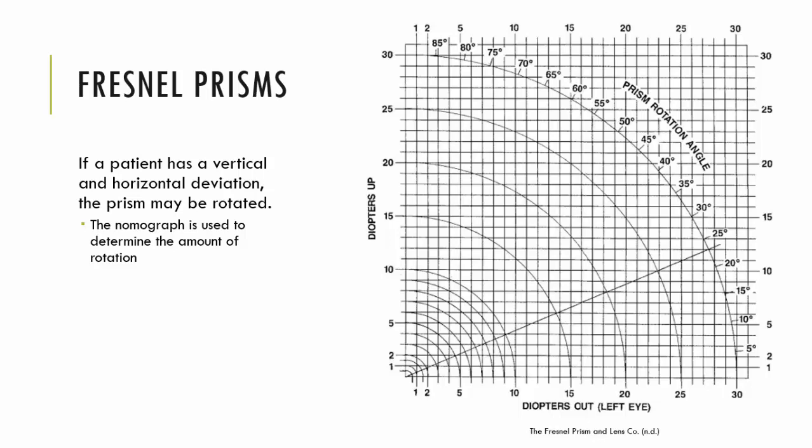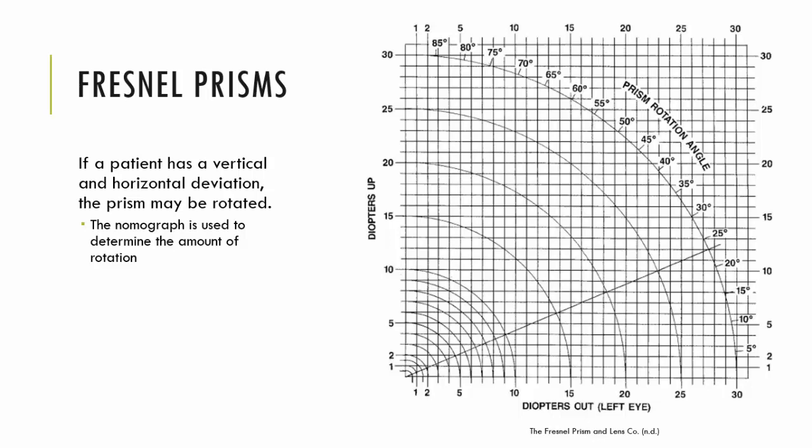So as an example, if I want to prescribe a patient 20 diopter prism base out, I have the option of either prescribing a 20 diopter base out in front of one eye, or I could put, as an example, 10 diopters base out in front of one eye and 10 diopters base out in front of the other.